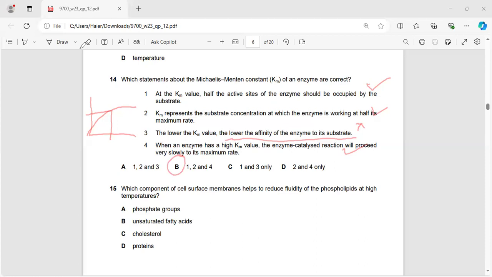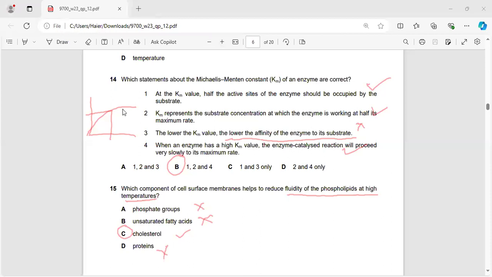Which component of the cell surface membrane helps to reduce fluidity of the phospholipids at high temperatures? Phosphate group, no. Unsaturated fatty acids, no. Proteins, no. Only cholesterol is that substance which helps to reduce the fluidity of the phospholipids at high temperature. So C is the correct option because it is helpful in controlling the fluidity of the cell membrane.